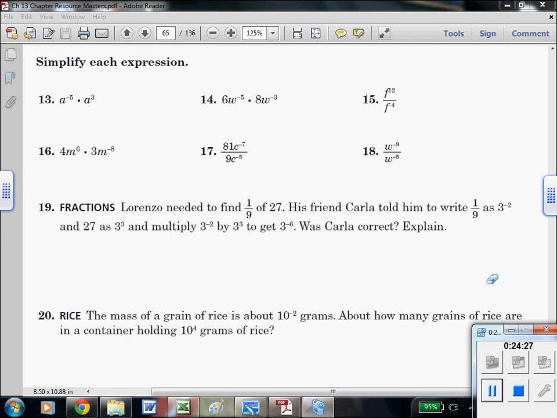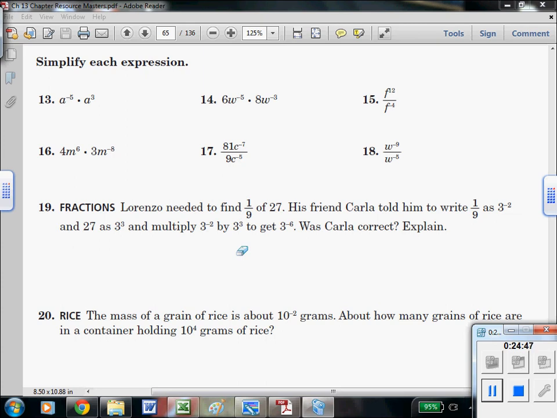Okay, so number 19. It says Lorenzo needed to find what is 1/9 of 27. His friend Carla told him to write 1/9 as 3 to the negative 2 power and 27 as 3 to the 3rd power, and then multiply those 2 together to get 3 to the negative 6. Was Carla correct? Explain.